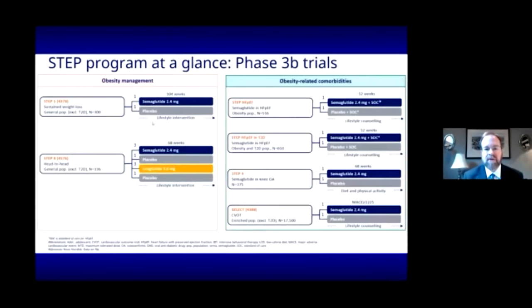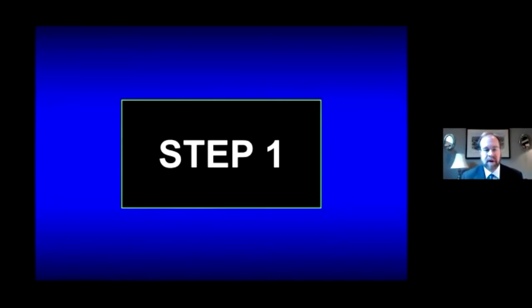And most importantly, this one, the SELECT trial down below, is a hard cardiovascular outcomes trial in people without diabetes, the largest trial ever sponsored by Novo Nordisk. And it's going to try to determine whether semaglutide at this new high dose can actually reduce cardiovascular outcomes through weight loss, something that has never been demonstrated with any prior weight loss drug or intervention. I'll just quickly touch on two of these trials and their highlights.